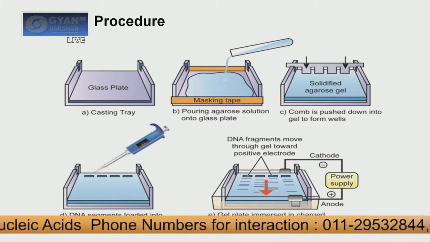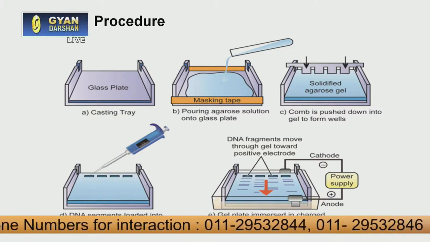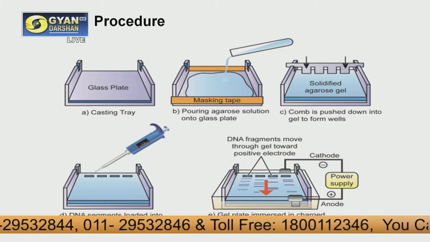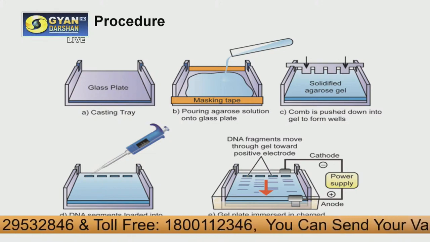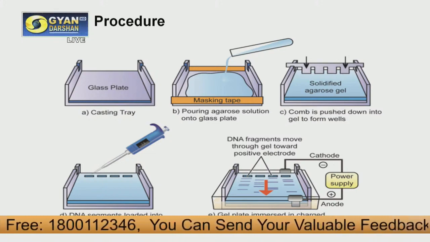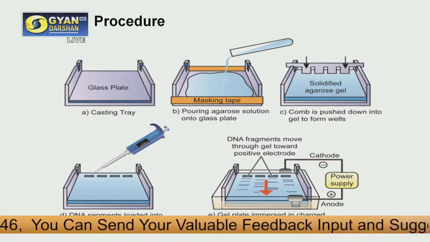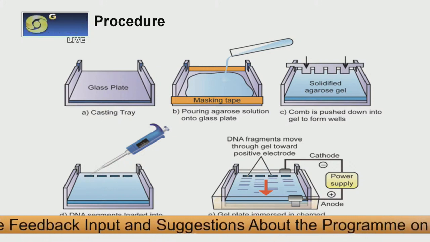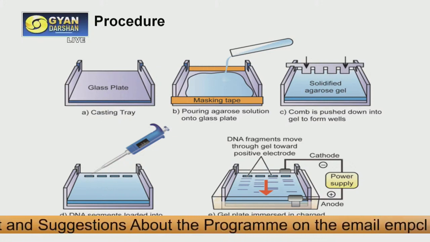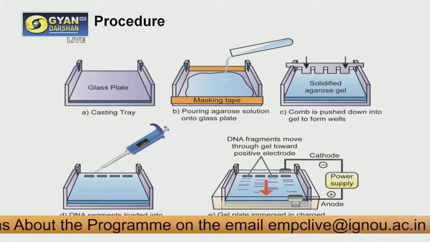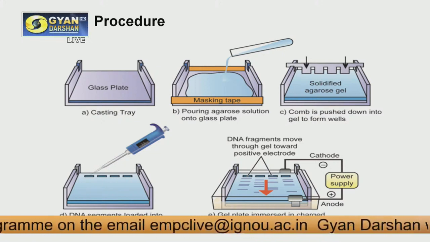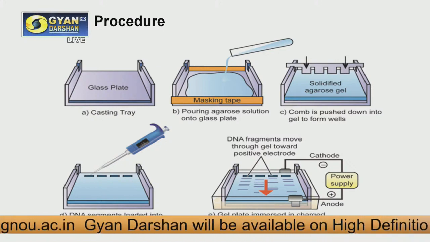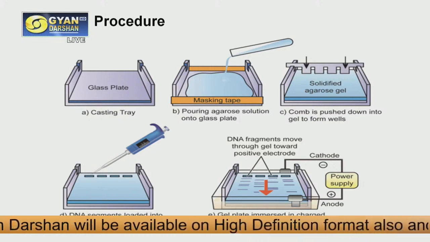Maybe 30 minutes to 1 hour at least you have to run the gel, and then you have to stop the power supply, take out the gel tray and stain the gel. Where will you stain the gel? You will stain it in ethidium bromide. Ethidium bromide is an intercalating dye, and after staining with ethidium bromide, if you place this under UV transilluminator, then it will show fluorescence. And that will enable you to visualize the DNA band or the plasmid DNA.